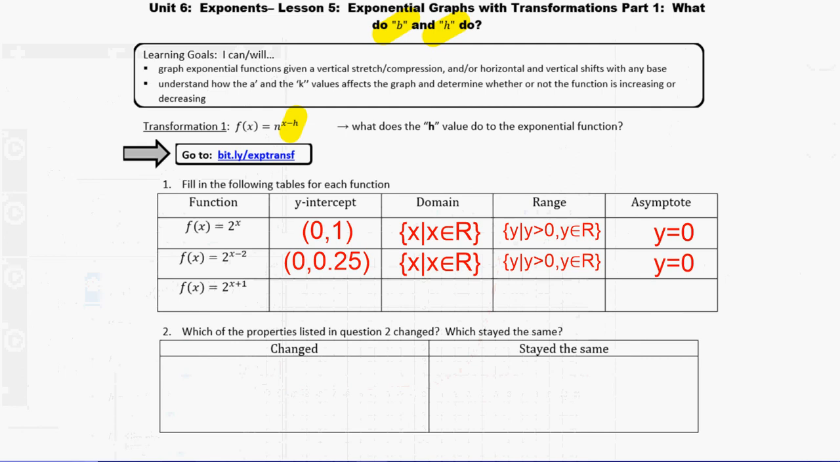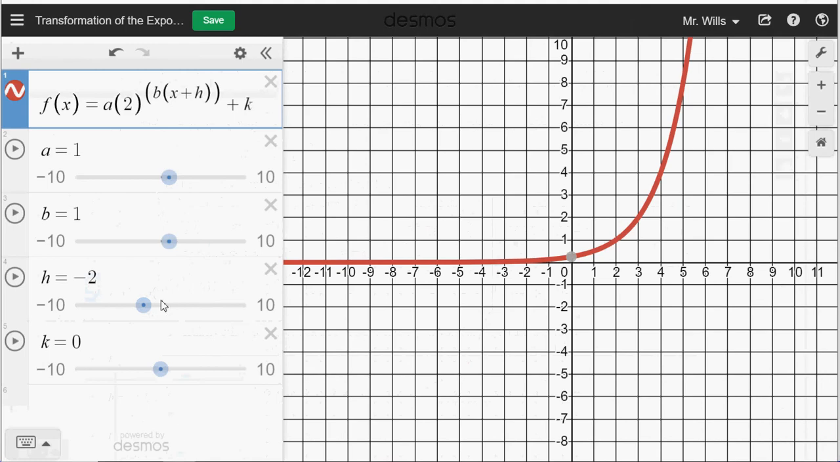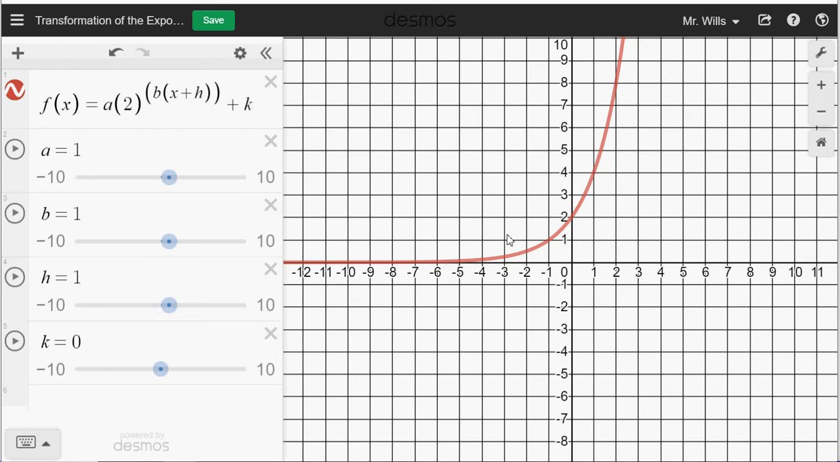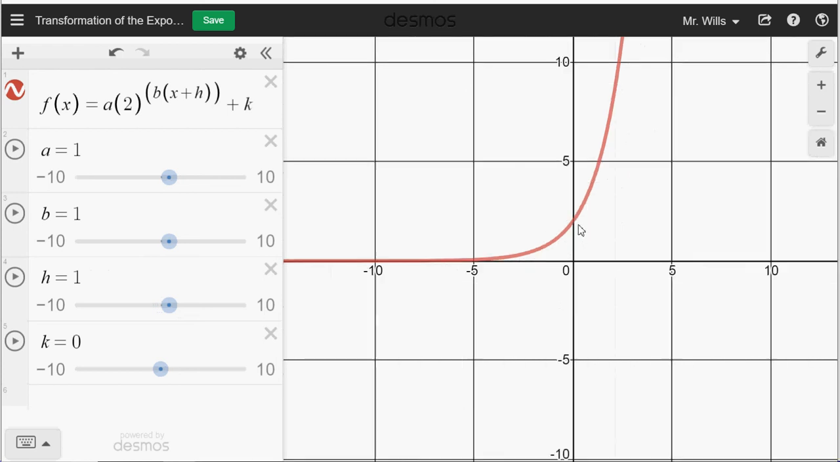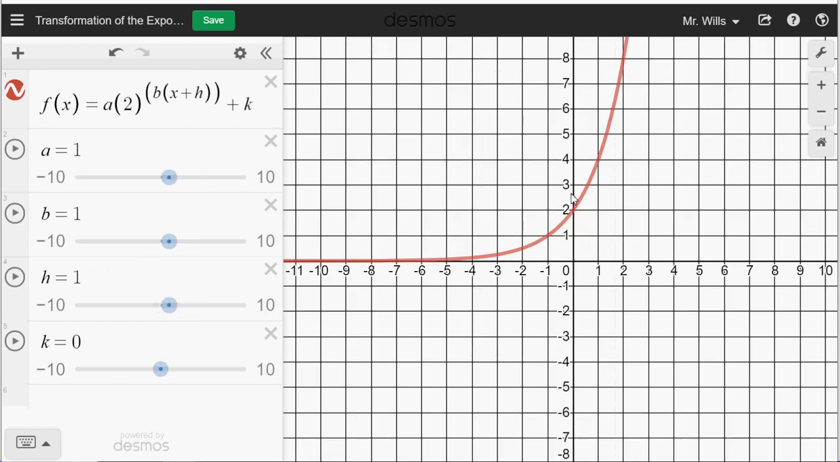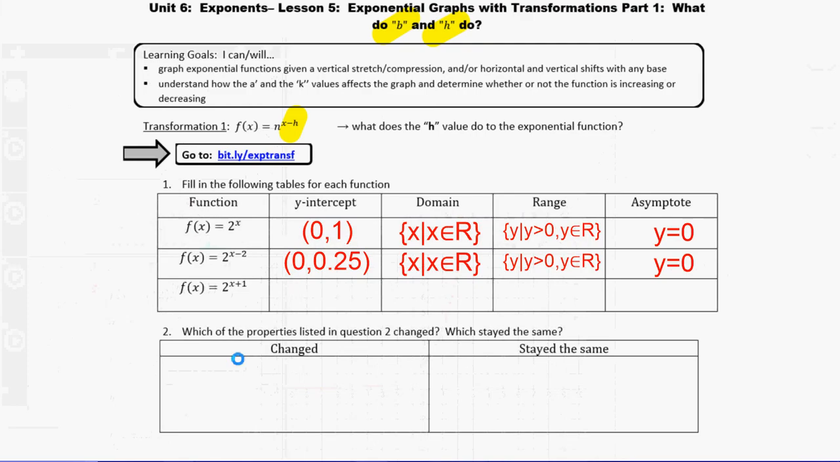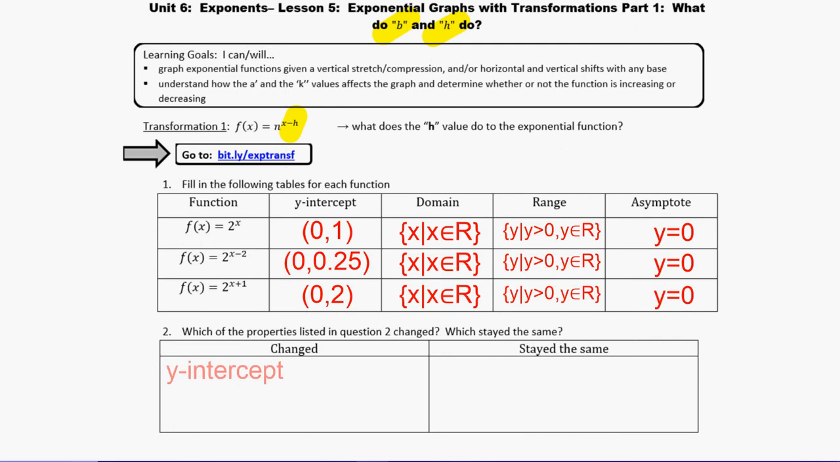If I do plus 1, I go back to my graph here, and I'm going to shift this to plus 1. There we go, right there. So you can see it's shifting to the left. My y-intercept is 0, 2. But nothing else changes. The only thing that changes here is my y-intercept. Domain, range, and asymptote all stay the same.